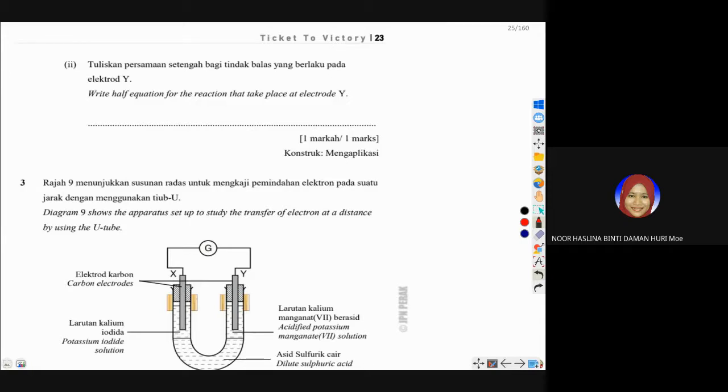Teacher, can repeat please? Alamak, Halin kat mana nak repeat tadi Halin? Okay, nanti you tanya kemudian. Okay, dah dapat dah.